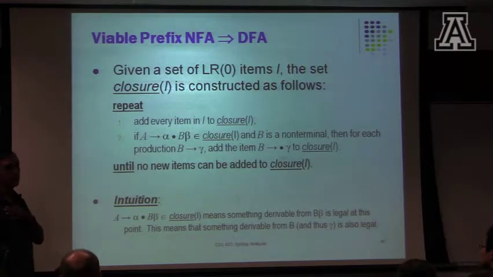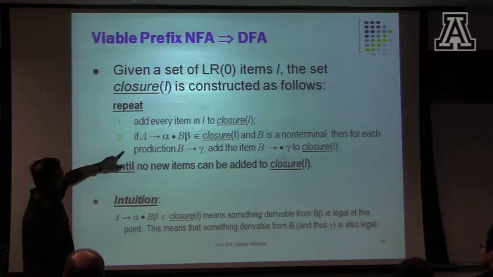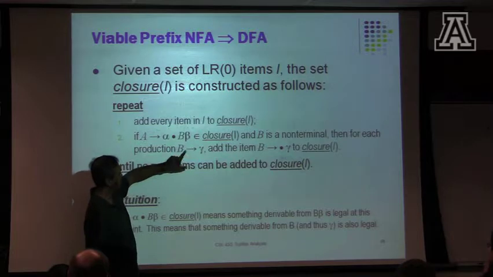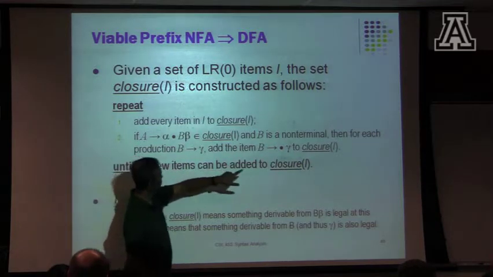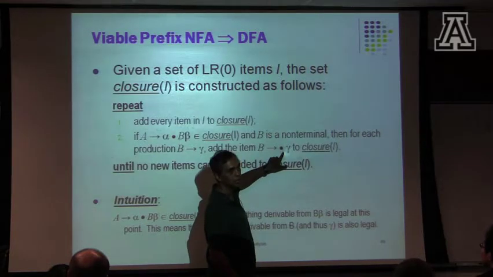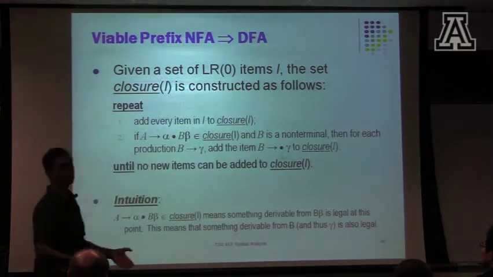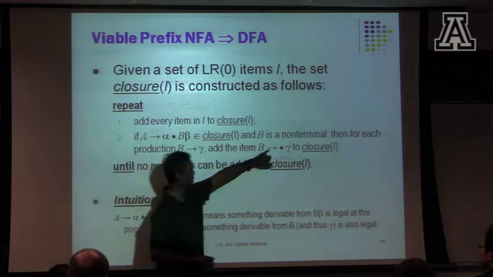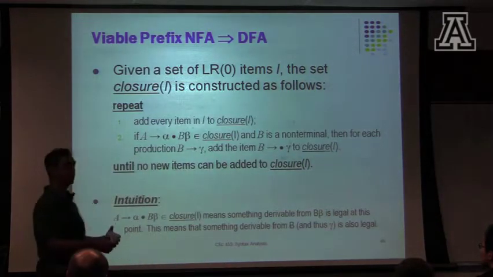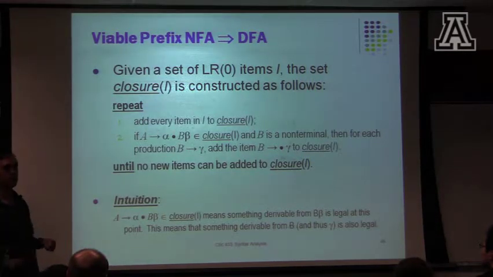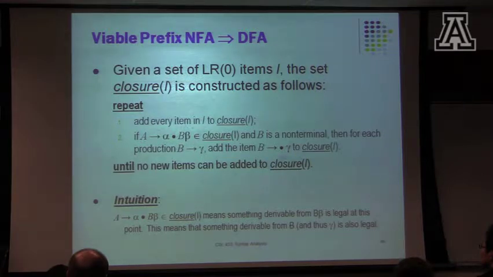Yes, I would. If you look over here, if A goes to alpha dot B beta is in the closure of I, and B is a non-terminal, then for each production of B, I throw in B goes to dot gamma. So if B has 20 productions, I'm going to throw in 20 of these B goes to dot something items into the set. In the non-deterministic automaton, that would correspond to 20 different epsilon transitions out of that state on B. Other questions?